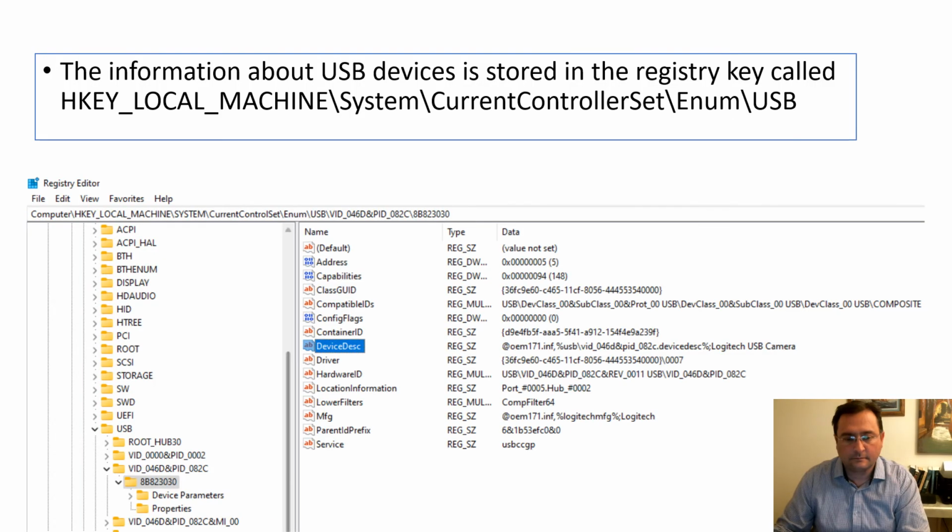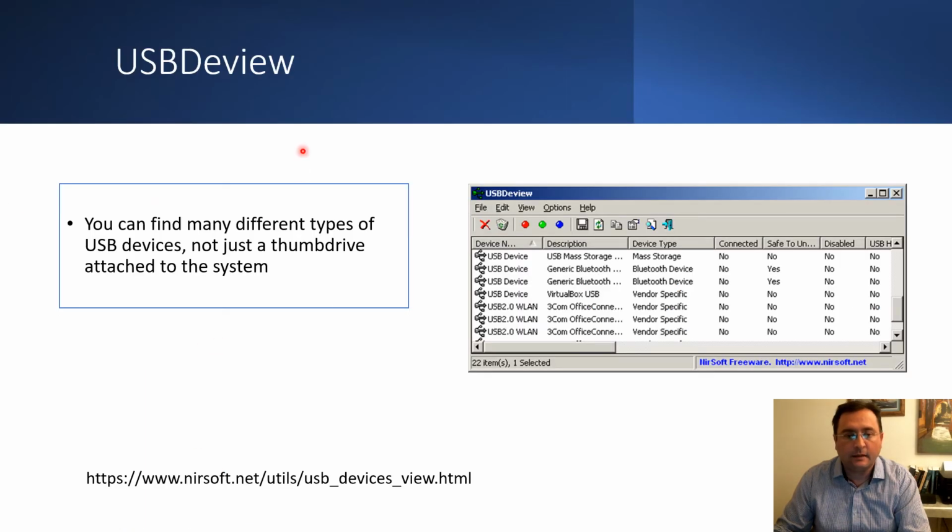You can locate the USB information from the registry by going to HKEY_LOCAL_MACHINE, System, CurrentControlSet, Enum, and USB by using the registry editor. And you can also find another very useful tool to retrieve all of this information easily from nirsoft.net by downloading USBDeview.